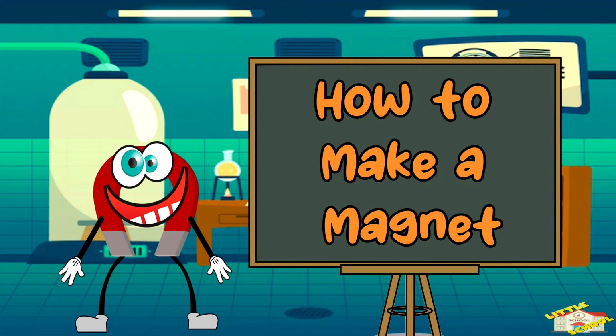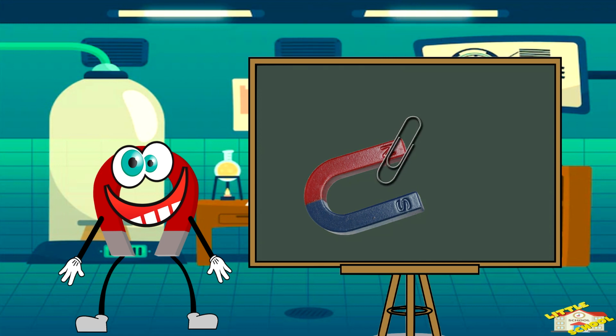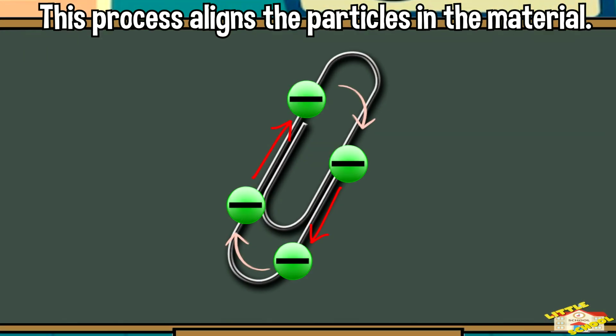How to make a magnet. You can make a temporary magnet by rubbing a magnetic material like iron or steel with a strong magnet. This process aligns the particles in a material, giving it temporary magnetic properties.